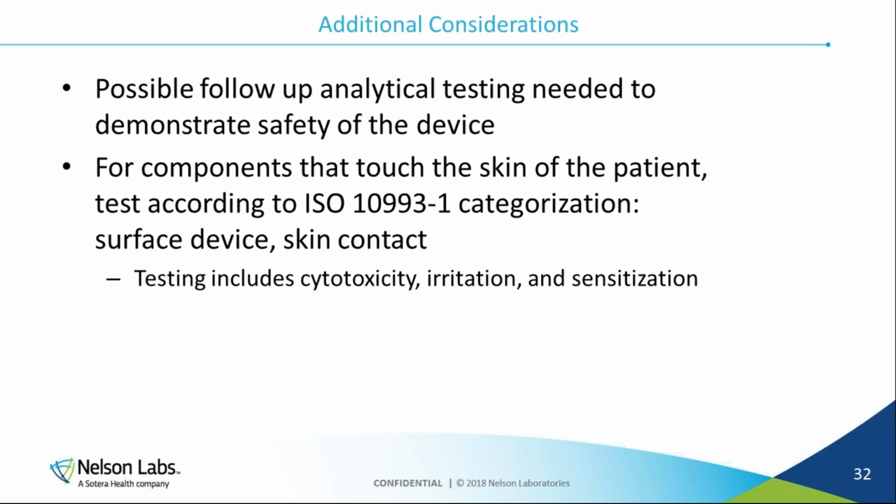And then for components that touch the skin of the patient, so say you have a breathing gas pathway, but you also have a component of your device that actually touches the skin, you would need to do testing according to ISO 10993 Part 1, where this would typically include cytotoxicity, irritation, and sensitization testing. Again, to be laid out in your BEP as you discuss your full device.